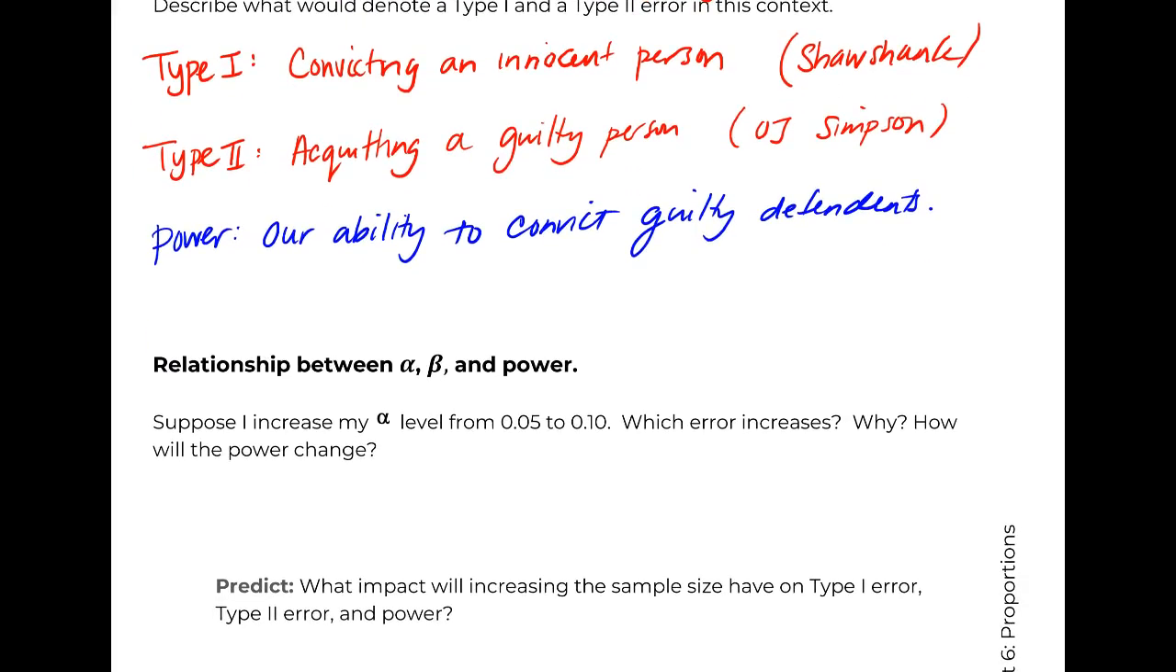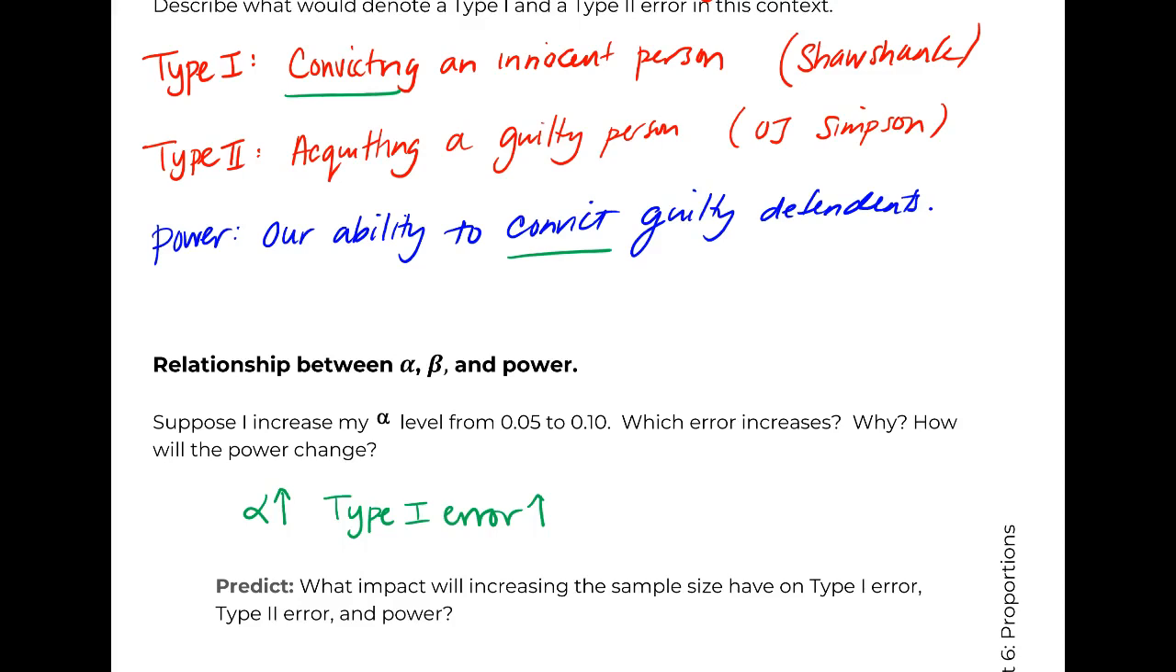So there is a nice relationship between our alpha, our beta, and our power. They all kind of come back to this. I like this example because type 1 and power move together. So basically, if you increase your alpha level from 5% to 10%, this means that we're going to increase our type 1 error. We're increasing the acceptable amount of type 1 error. So if we're thinking about this example above, we're saying it's 10% of innocent people behind bars is okay with us. That's terrifying, but let's just go with that example.